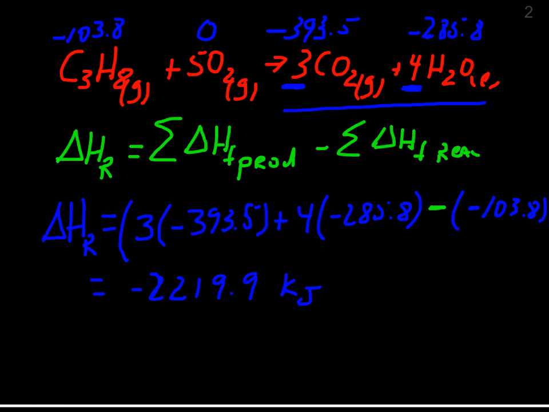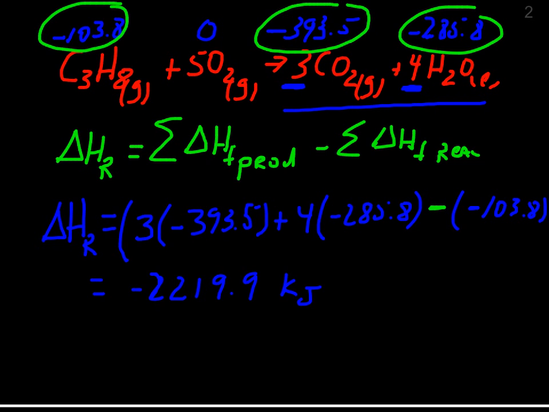So remember, these values are published. That value there, I would look up C3H8 on a table. I'd look up a negative 393.5 for CO2 in the gas phase, and so forth. And when it happens to be an element, it is 0. And O2 is in its elemental form. Now that's one version of Hess's law.